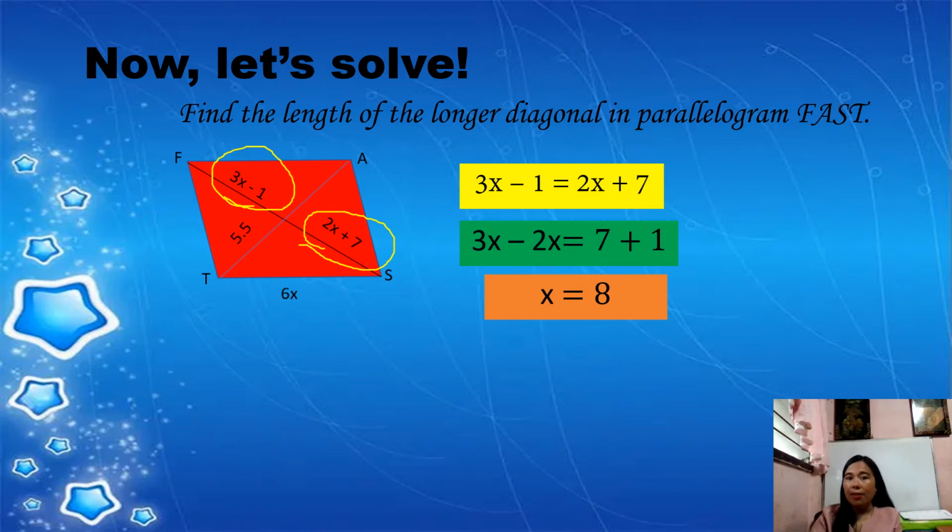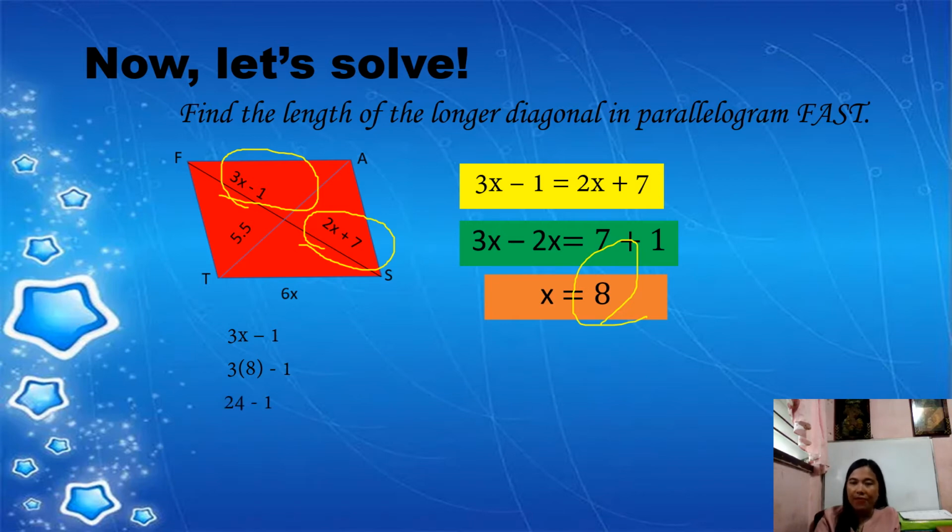Now, the question is find the length of the longer diagonal. So we have to find out what is this 3x, what is this 3x minus 1 equal to? So with 3x minus 1 and with the value of x as 8, let's substitute. So 3 times 8 minus 1. So 3 times 8 is 24. So 24 minus 1 is 23.